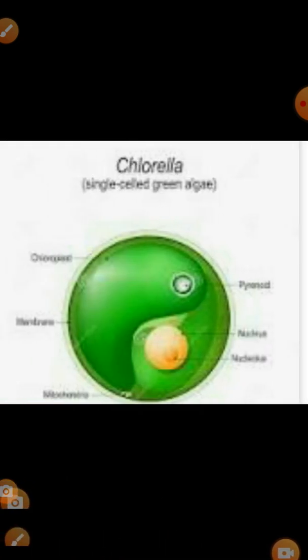There is another example of a unicellular organism in plants. In plants, the example we see here is chlorella. It's a single cell plant. And what are multicellular organisms? Multicellular organisms are those which have many different types of cells, just like our human body. So these are unicellular organisms and multicellular organisms.